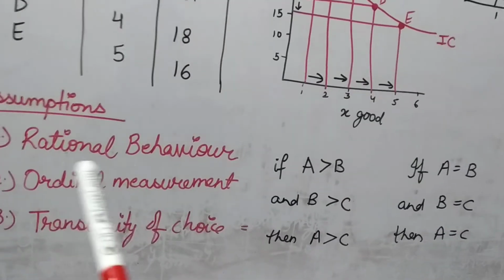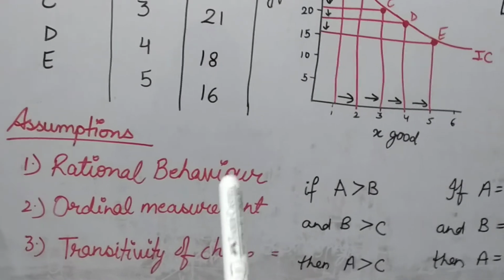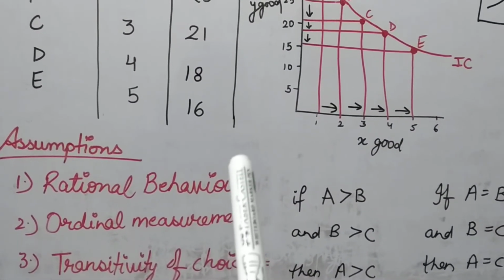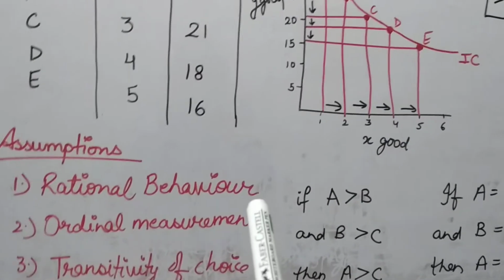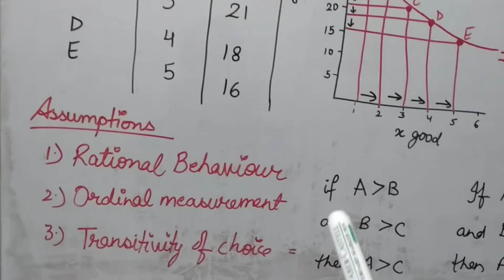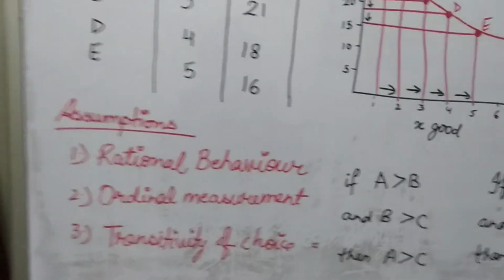First assumption, rational behavior. Rational behavior means that here we are assuming that the consumer is rational. Rational means he tries to obtain maximum satisfaction from his expenditure. This is the assumption only. That means we have set up our theory here around a rational consumer.